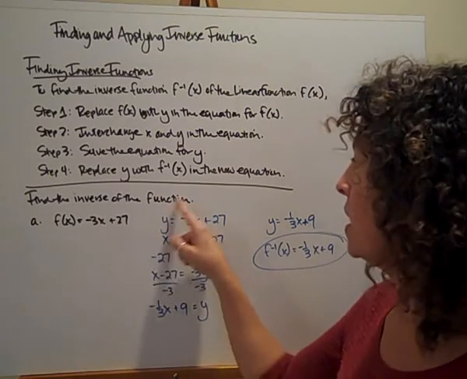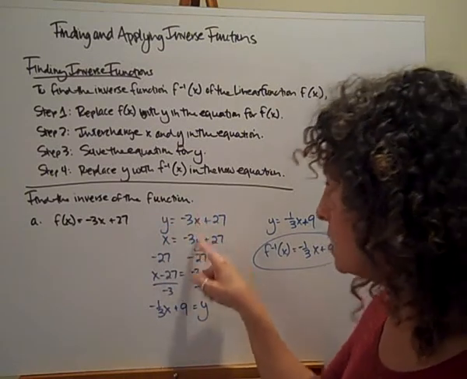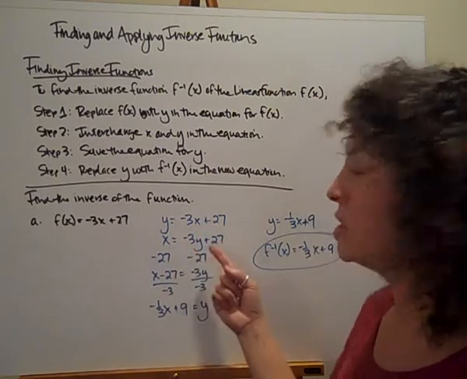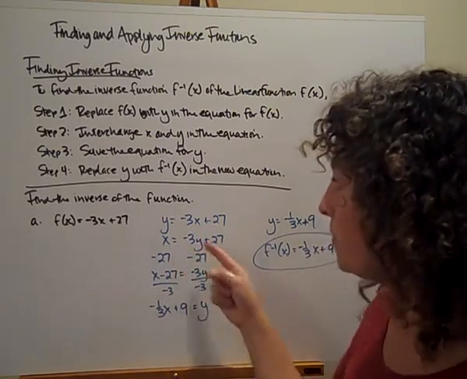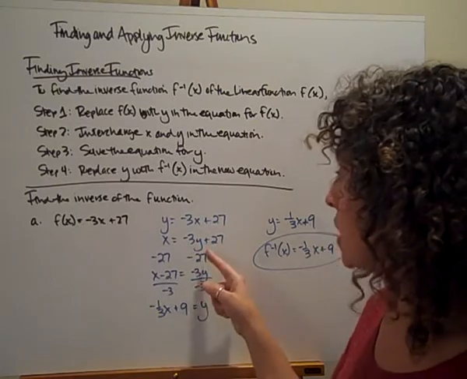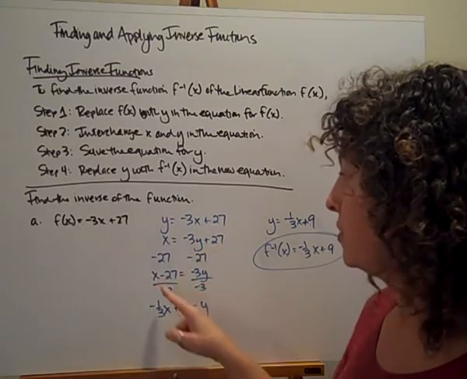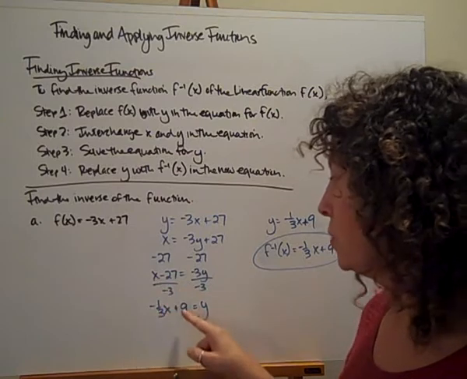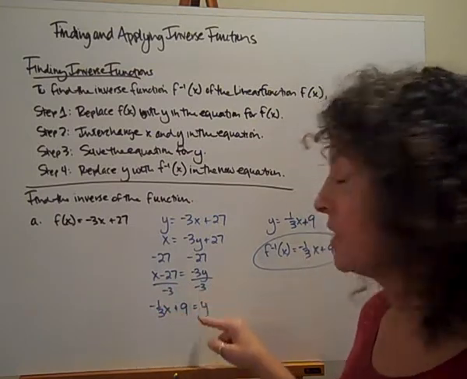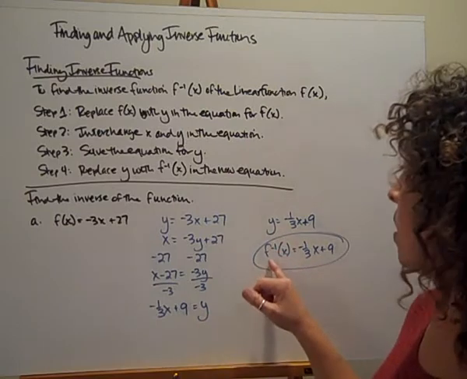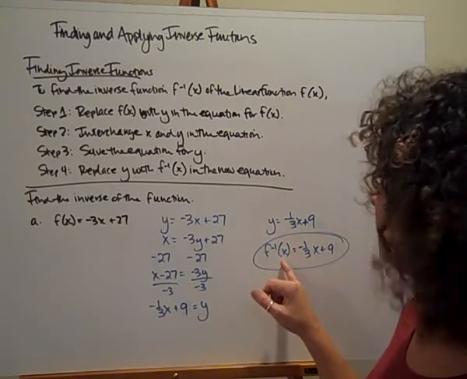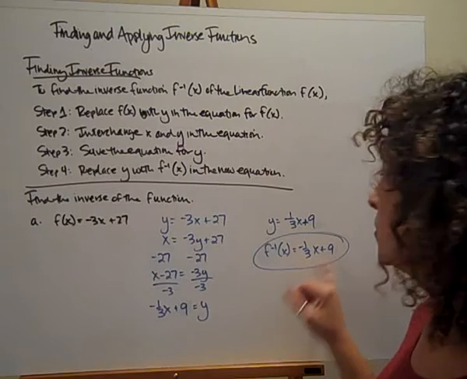So here comes my y out, and where the x is, the x comes out and goes where the y is. So now my equation looks like x equals negative 3y plus 27. I'm going to solve this for y. So subtract 27, divide by negative 3. This ends up being negative 1/3 x plus 9 equals y. And then the last step, we're going to take the y back out again and replace it with f negative 1 of x is equal to negative 1/3 x plus 9.